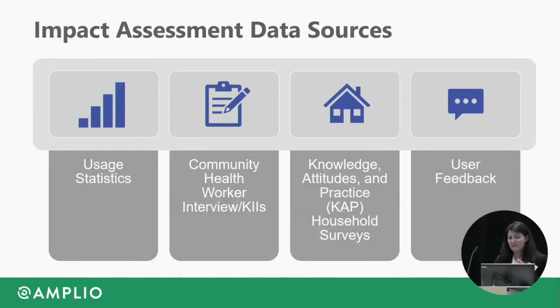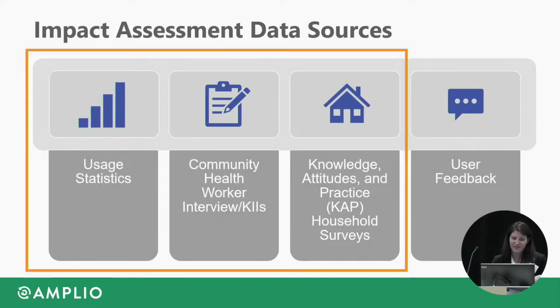So we identified 4 data sources for the impact assessment. The first 3 are really what you would consider traditional, conventional impact assessment methods. So usage statistics are the statistics that the talking book actually captures, things like this message was listened to the most, or on average, the talking book was played 4 hours a day, things that tell you just how people were engaging with the materials. And then we ran regular surveys with the community health workers and then also with the households.